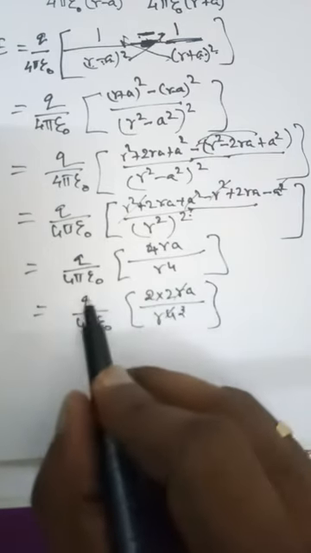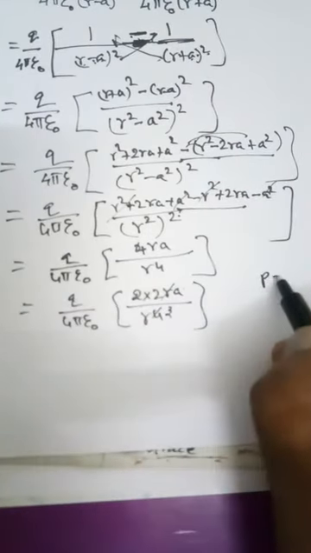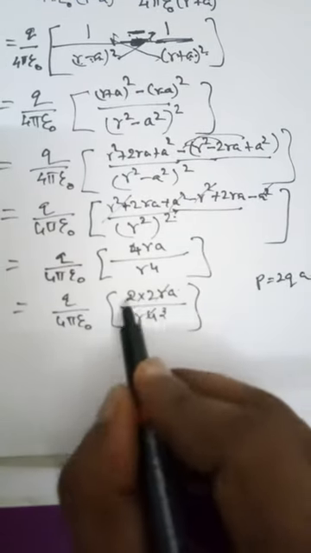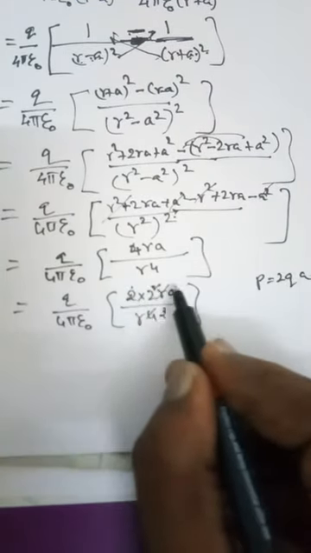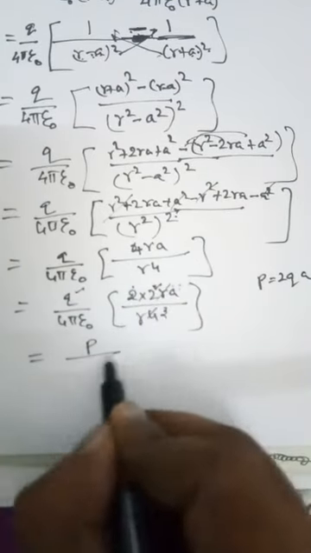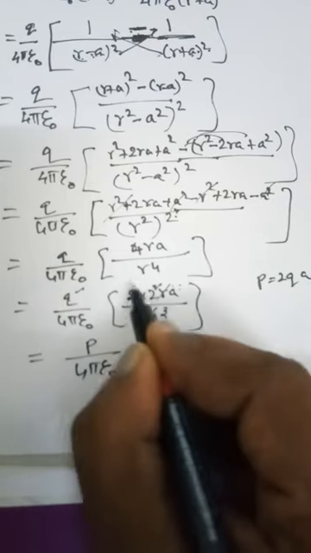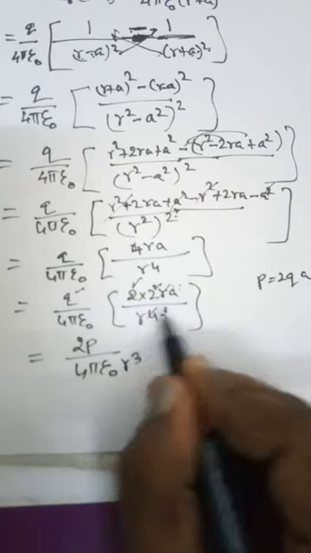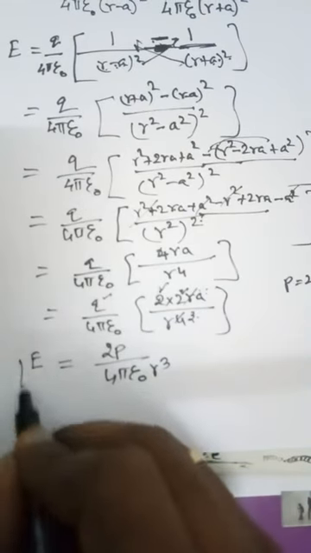So 2qa. Already you know that dipole moment p is equal to 2qa. So we can write p by 4 pi epsilon naught, one r is remaining, so r cube. So this is the electric field at an axial point.